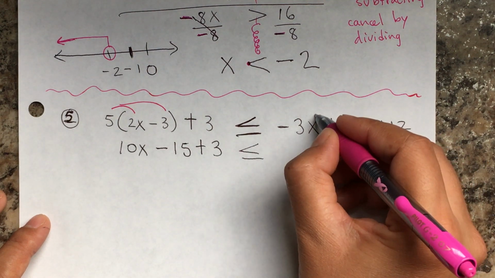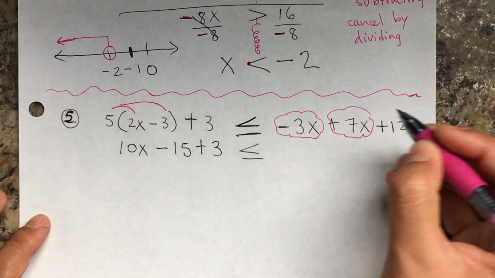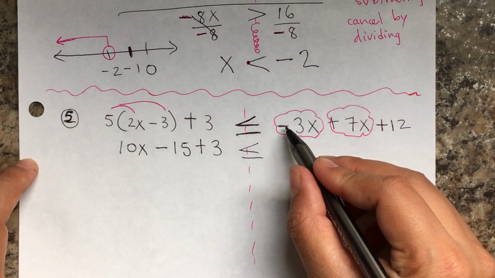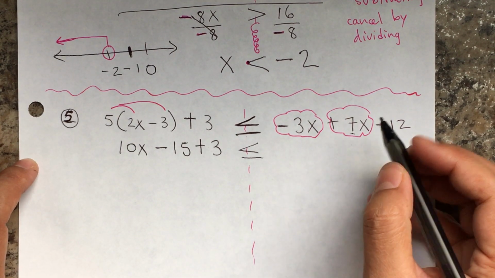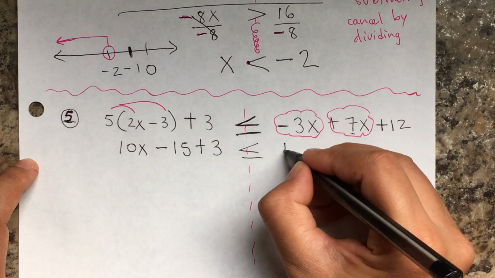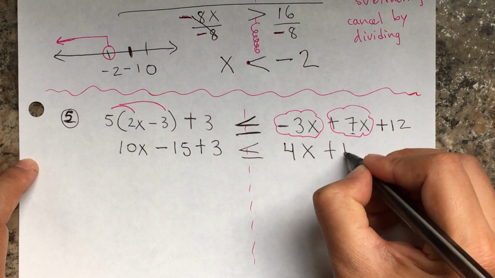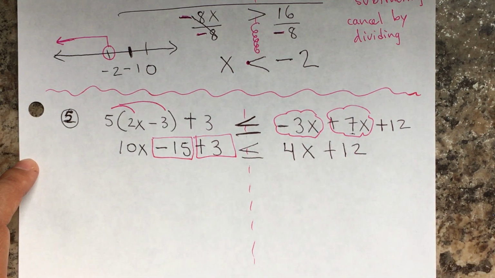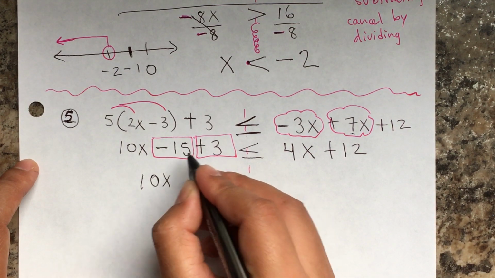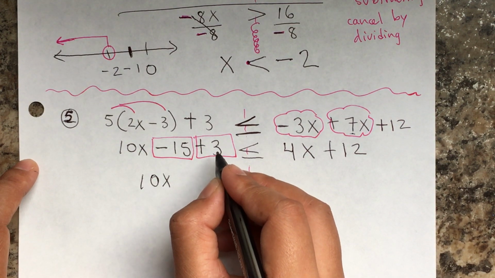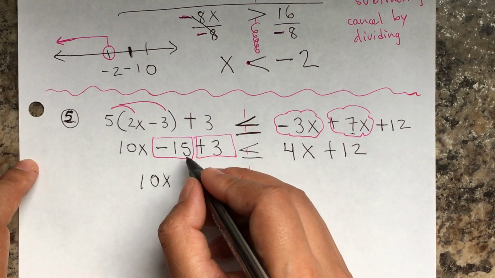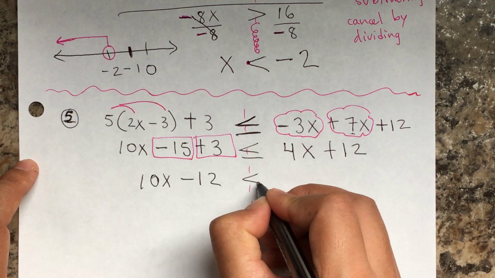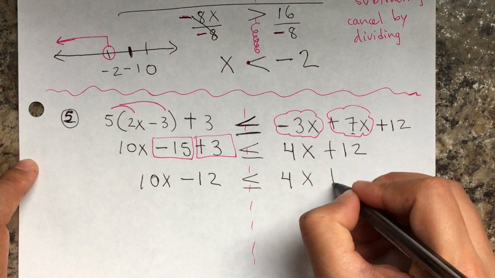In here, we can combine like terms. So notice how we are actually practicing both distributive property and combine like terms at the same time. If we have a negative and a positive, we subtract and leave the sign of the bigger one. So 7 minus 3 is 4x. Bring down the 12. We now can combine these two because they are constant, números constantes. So 10x, negative 15, positive 3, subtract and leave the sign of the bigger one. So 15 minus 3 is 12, and the bigger number is negative, so negative 12 is less or equal than 4x plus 12.